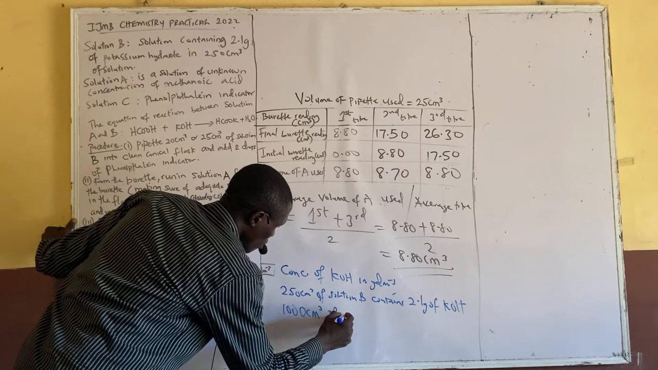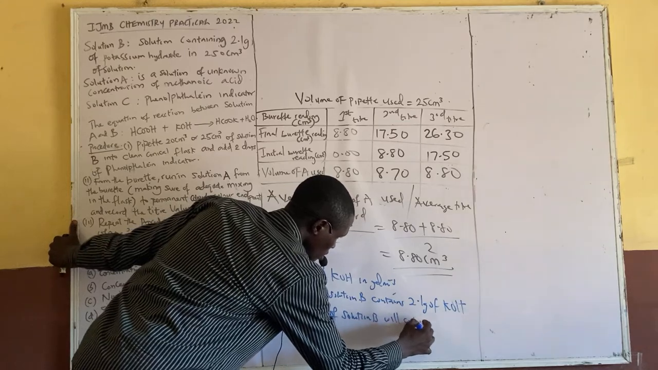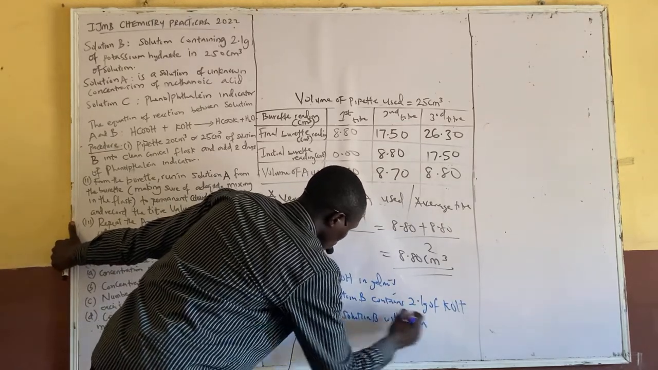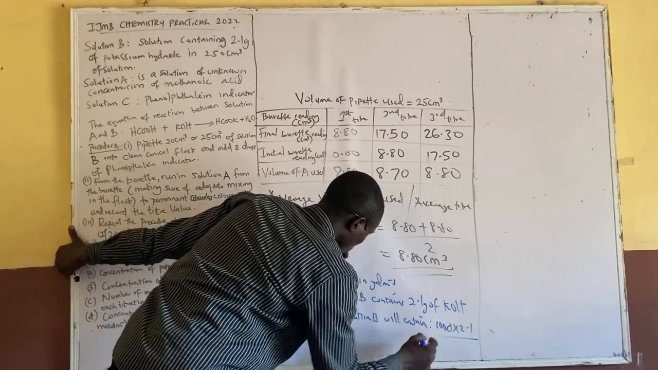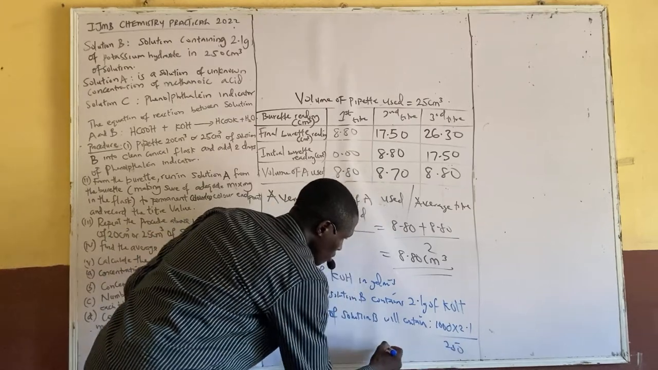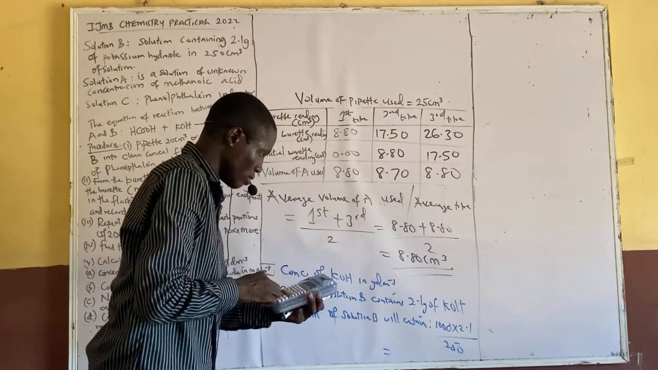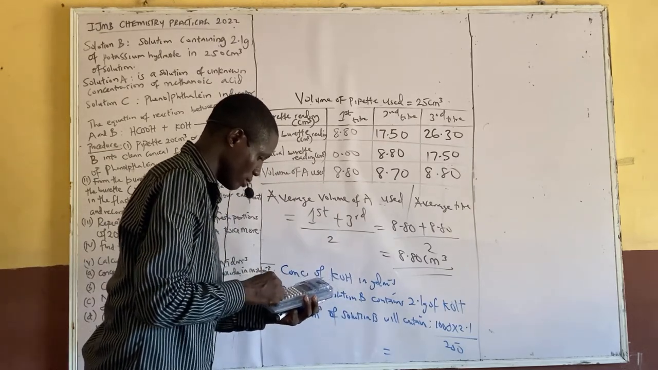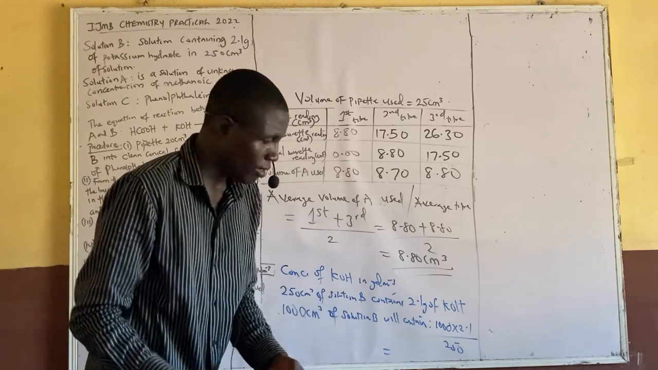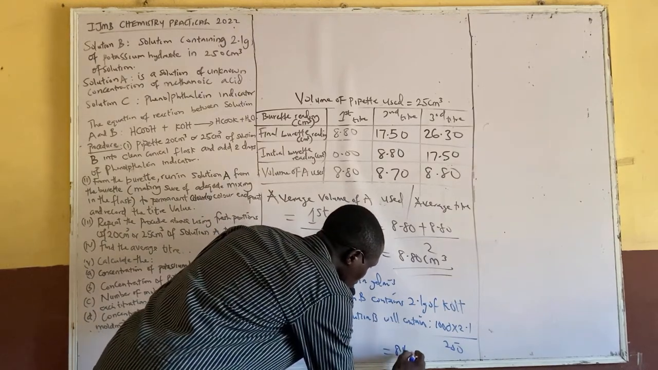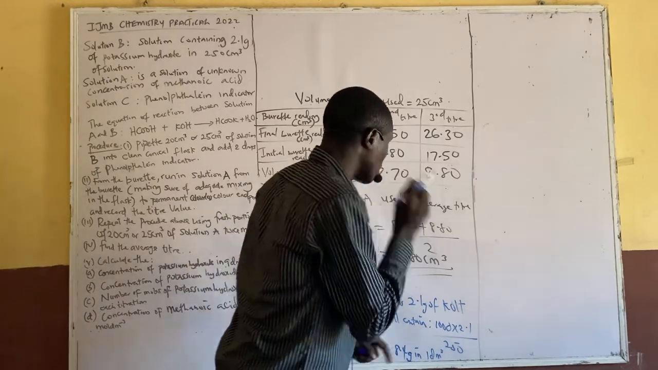So, 1000 cm cube of solution B will contain 1000 times 2.1 all over 250. So when you look at this, what will you have? 1000 times 2.1 divided by 250, we have 8.4 gram in 1 dm cube. So that is 8.4 gram per dm cube.